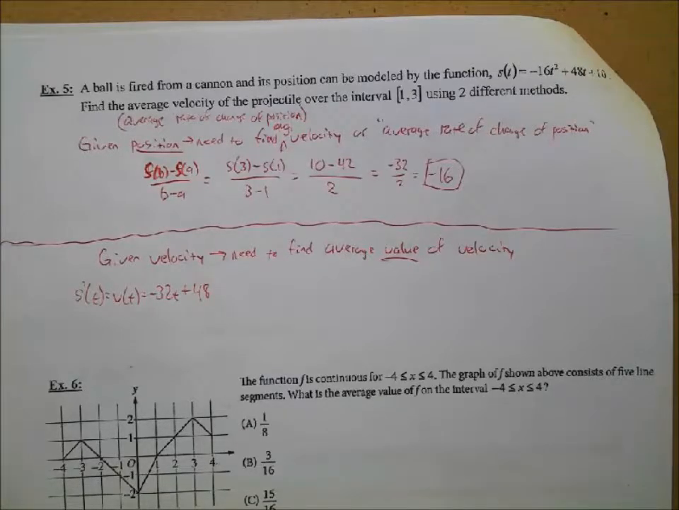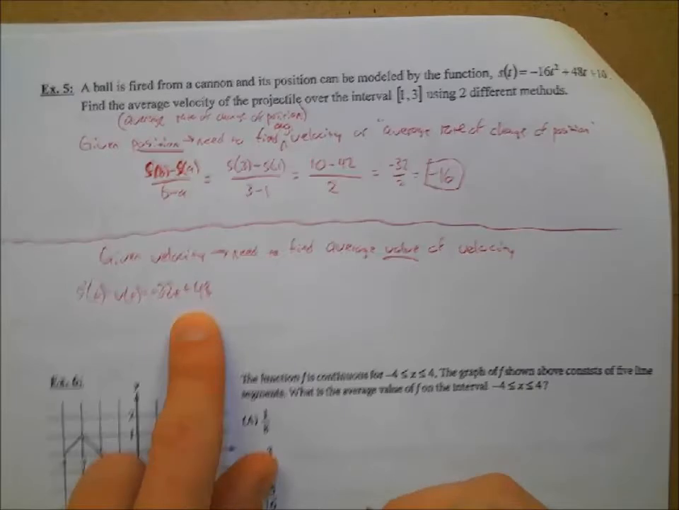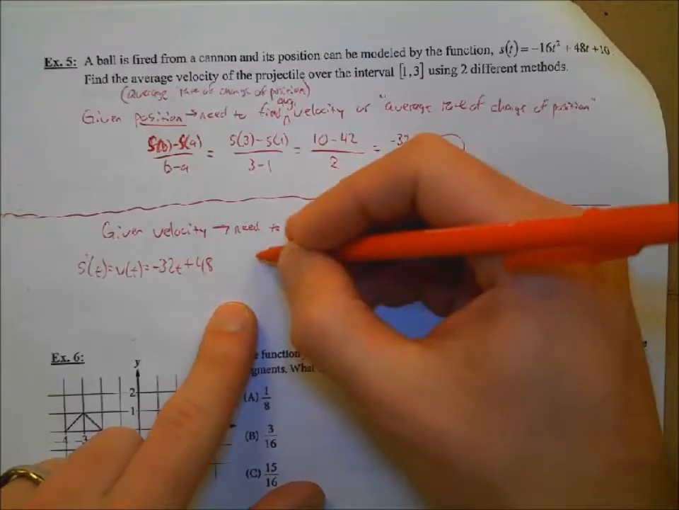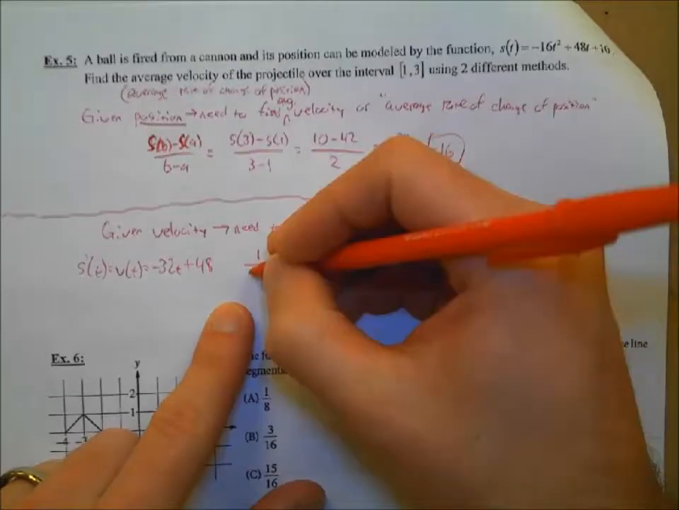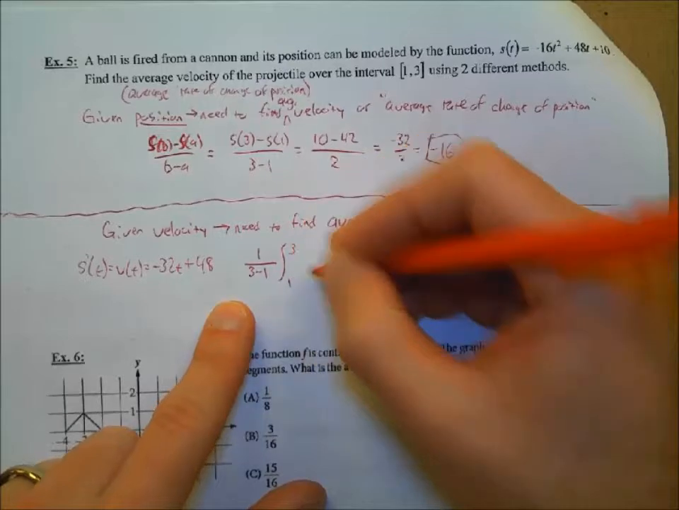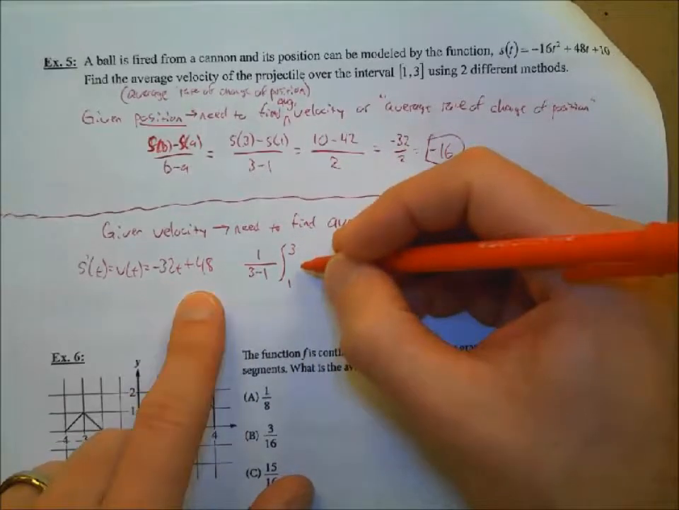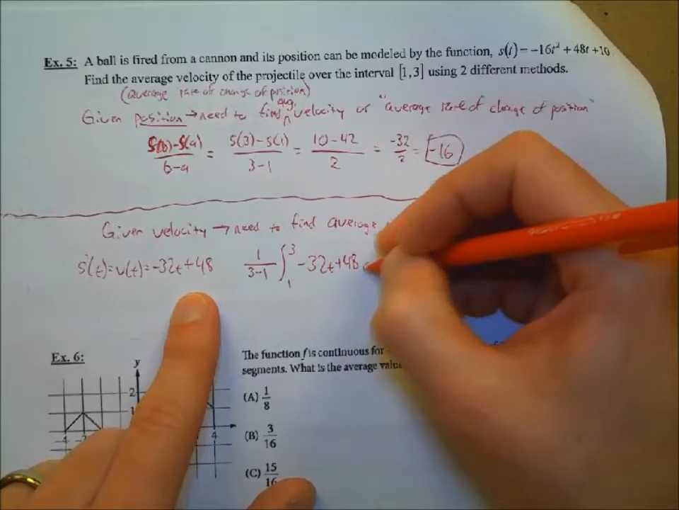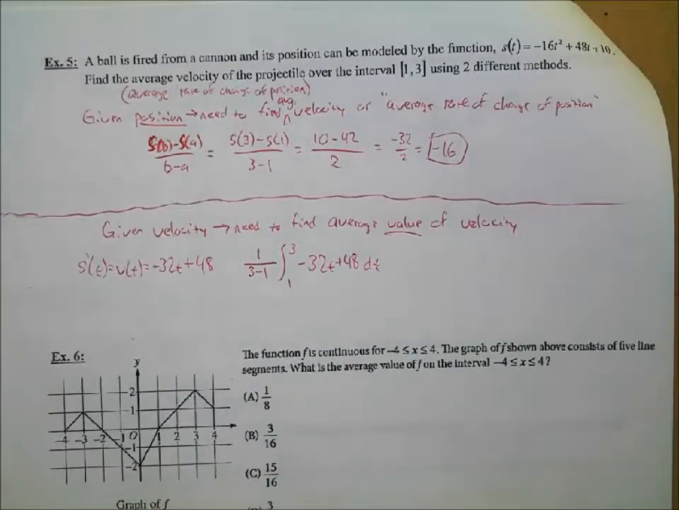So it is this that we're going to apply our average value to. So we'll do 1 over b minus a, so 1 over 3 minus 1, times the integral from 1 to 3 of the velocity here. So negative 32t plus 48 dt. We'll do it with respect to time.